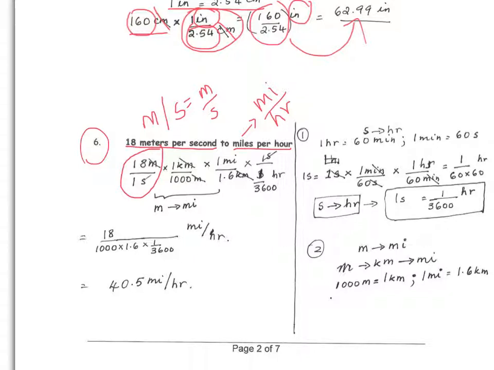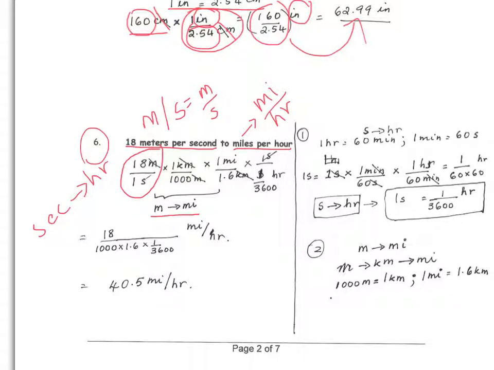Now we need to change meters to miles. So meters has to change to miles. And the next thing that we need to change is seconds to hours. So we go about doing the chain of multiplications, so that way we cancel out the units that we do not want and keep the units that we want in our final answer.